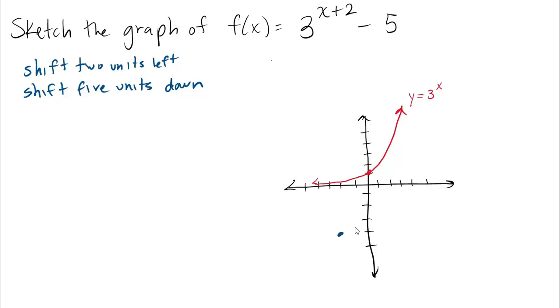I need to keep the same basic shape, and perhaps to help me out, I'm going to translate this horizontal asymptote as well. The horizontal asymptote of the original graph was at y equals 0. We've now shifted that 5 units down, so now it's down here at y equals -5. Using that as a guide, I can sketch my graph.